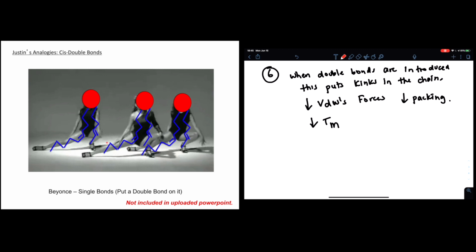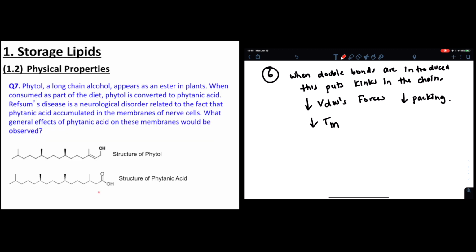All right, so there you go. That is the Beyonce reference. So you can sing this song on your own. You can say, all the single bonds, and if you like it, then you better put a double bond on it. I think you get it.